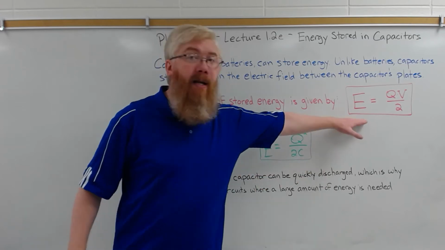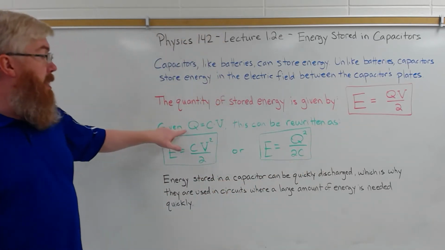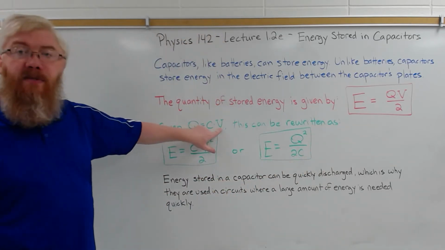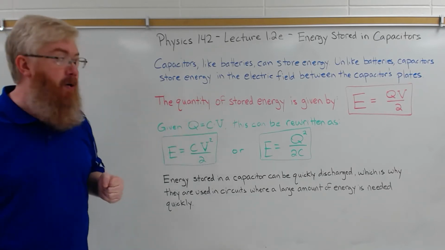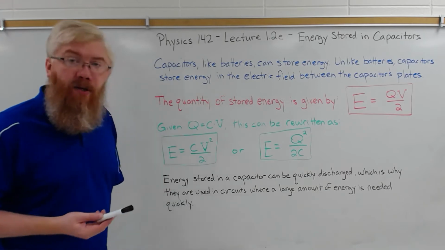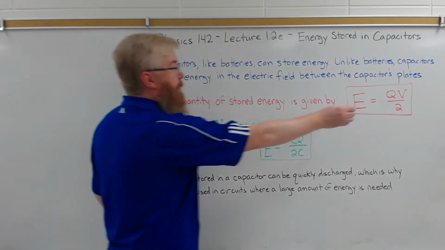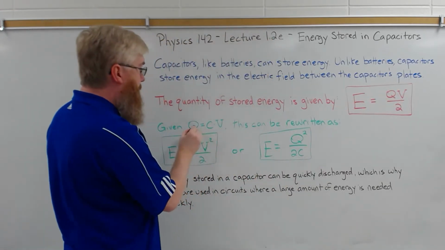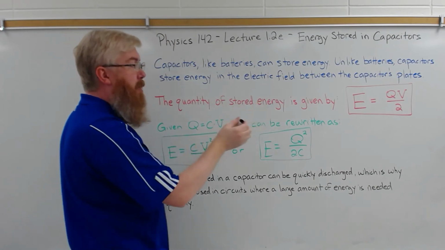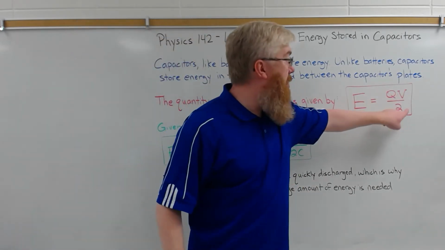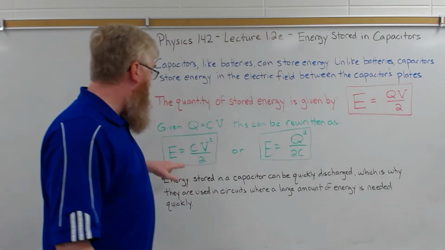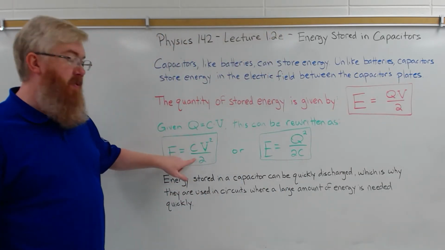However, we can rewrite it because we know Q is equal to the capacitance times the voltage, right? This is the equation for a capacitor. So I can substitute. Here's Q and here's Q. So substitute C times V for Q. Right, then you get C times V times V over 2, or C times V squared over 2.